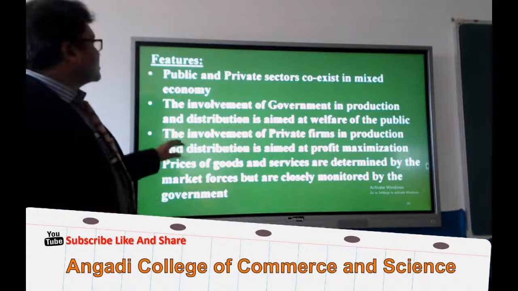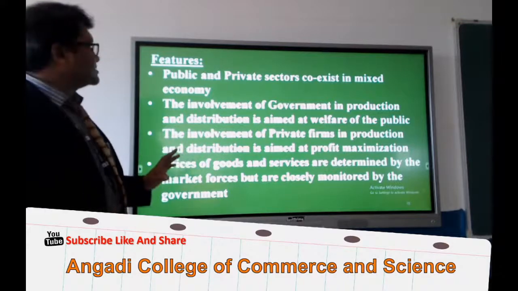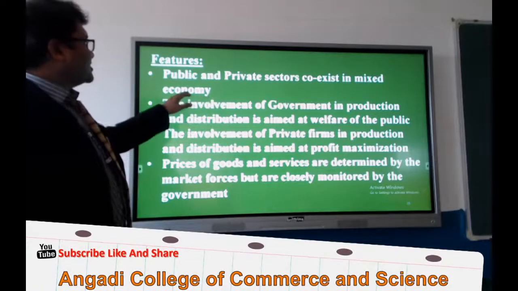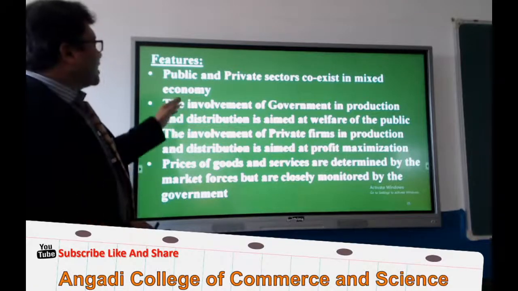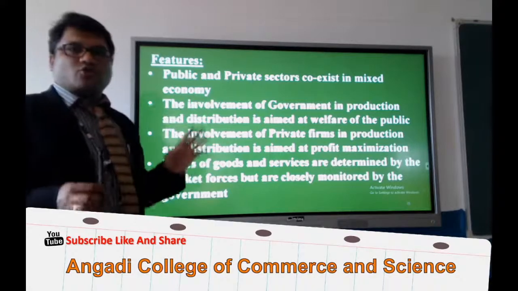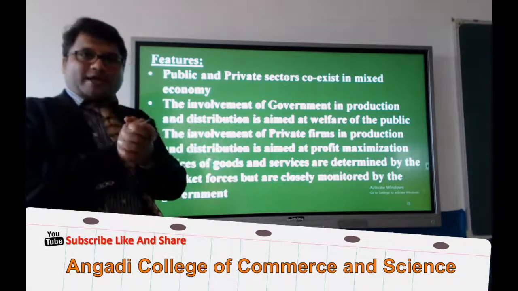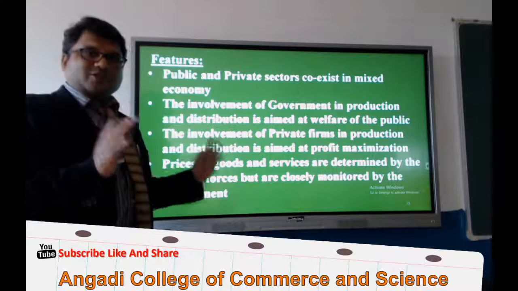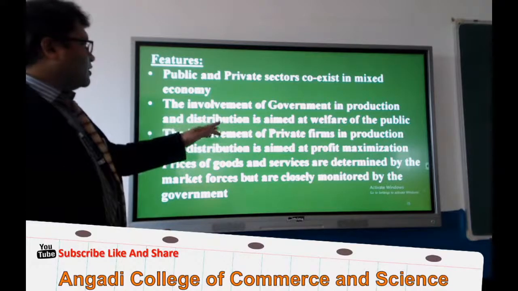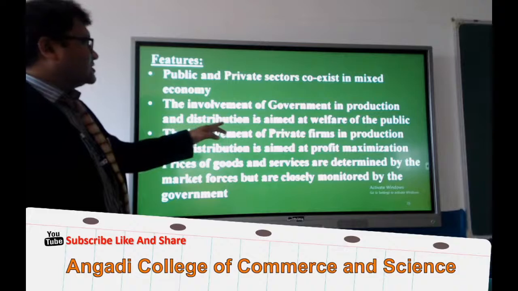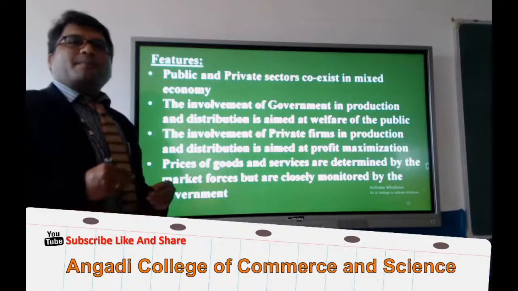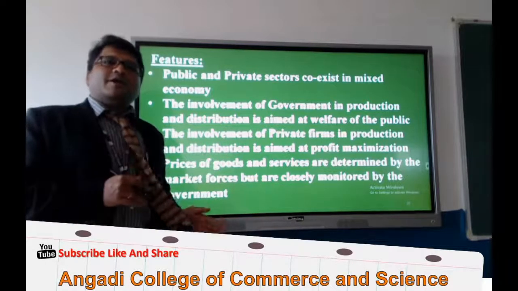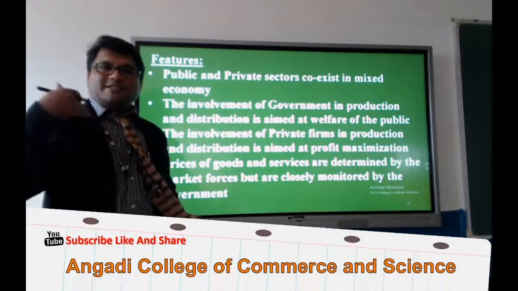Now, the features of such economies: public and private sectors coexist in a mixed economy. As I previously said, public and private sectors coexist. Coexist means both of them will work together at the same time. Both of them will exist side by side and function in the economy. The involvement of government in production and distribution is aimed at the welfare of the public. Private individuals will work for profit maximization. Government companies will work for increasing the welfare of the people.